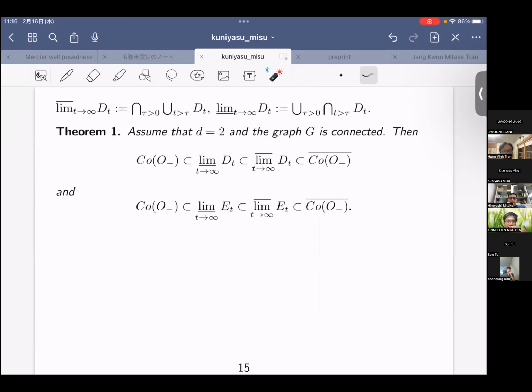Here is a statement of the main result. This statement says that if the dimension is 2, the surface evolution D_t and E_t converges to the convex hull of the obstacle. The assumption is that the graph G just before is a connected graph.